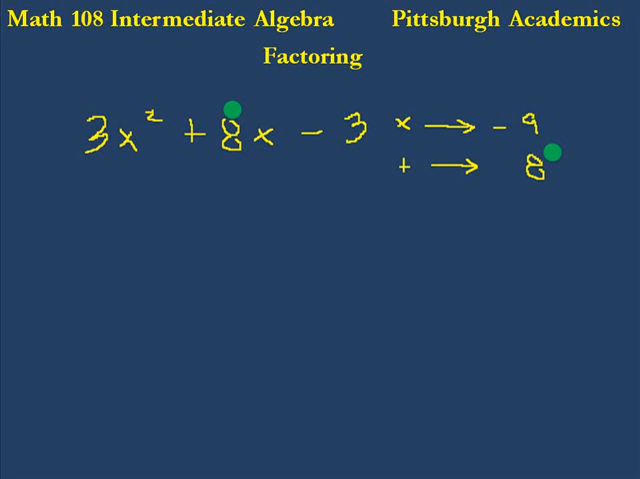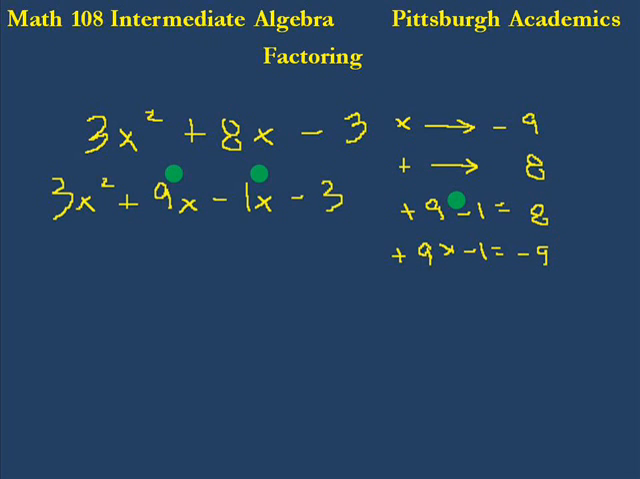So in this situation, you have to split the center with two things that add to 8. We have to find that it was a positive 9, but a negative 1. So 3 times negative 3 gave you a negative 9, but positive 9 minus 1 gave you a positive 8. And here we have it like that, splitting the center again, 9x minus 1x.